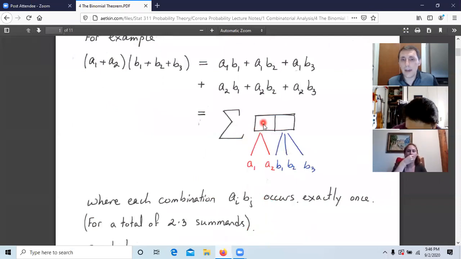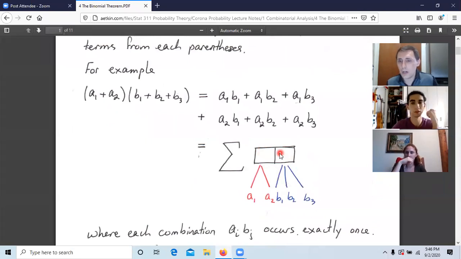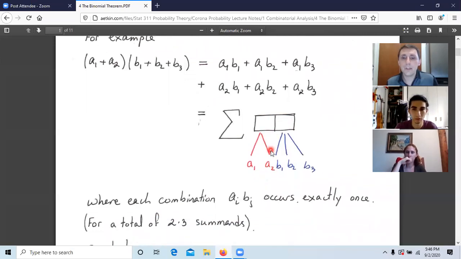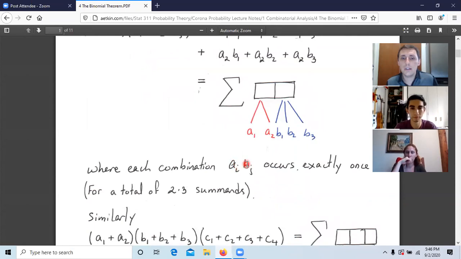So you end up having a sum. And in the sum, you can see two boxes, right? The first box contains either A1 or A2. The second box contains either B1, B2, or B3. And that right away tells you how many summands there are, how many terms you end up with, right? So how many are those? By the basic principle of counting, 2 multiplied by 3, 6 in this case. All clear? So each A sub i, B sub j occurs exactly once.